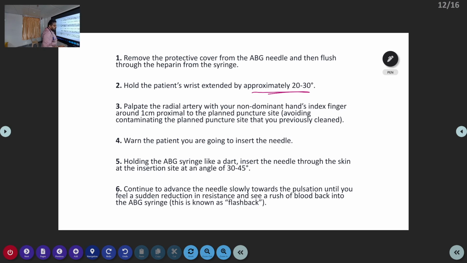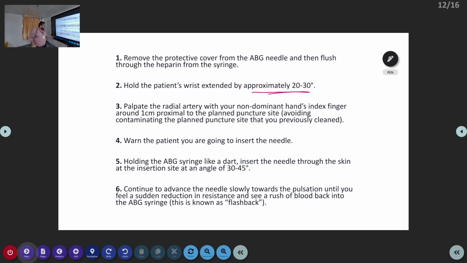So continue to advance the needle. Once you have introduced it, you continue to advance the needle till you see a flashback, blood in the needle hub. Don't aspirate at that point of time. Do not aspirate. You will see a flashback of blood. That is the confirmation that you are inside the artery.